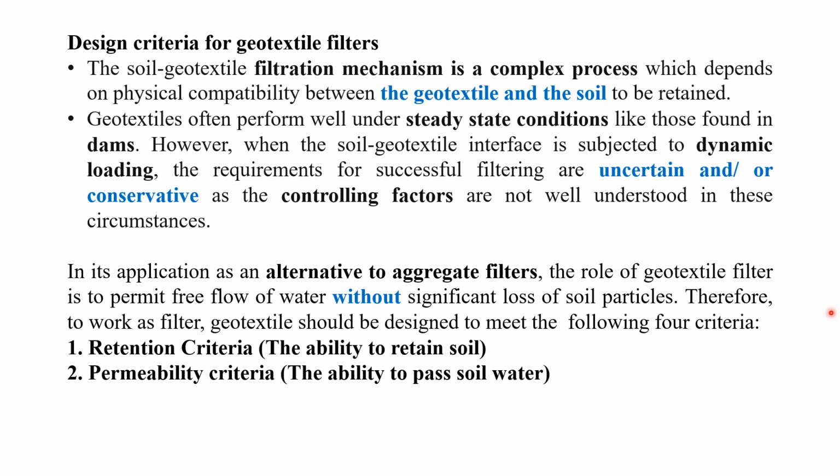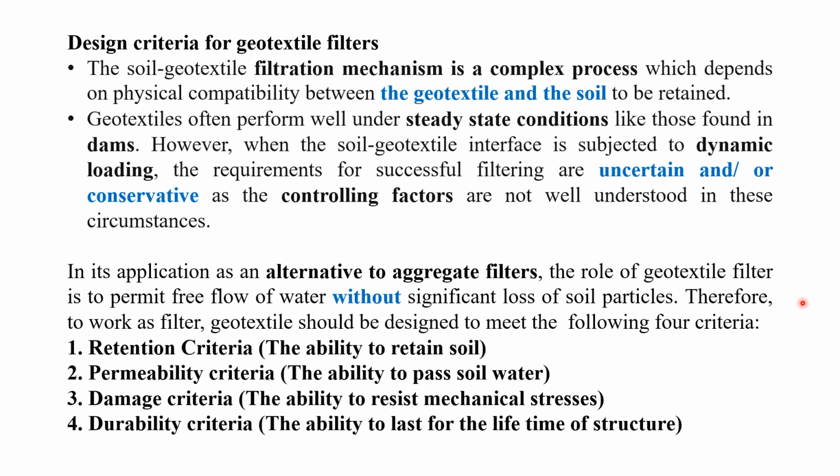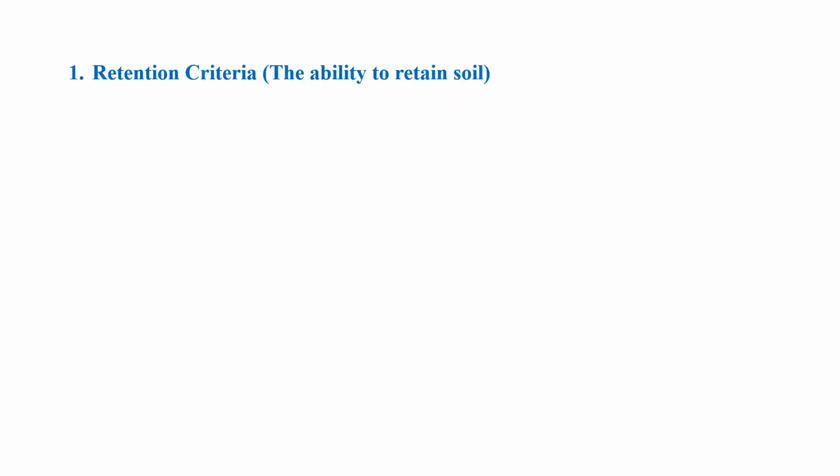Next is the permeability criteria. The geotextile should have the ability to pass soil water. Next is the damage criteria, the ability to resist mechanical stresses. And the fourth one is the durability criteria. The geotextile should have the ability to last for the lifetime of the structure. So let us begin one by one from the retention criteria.